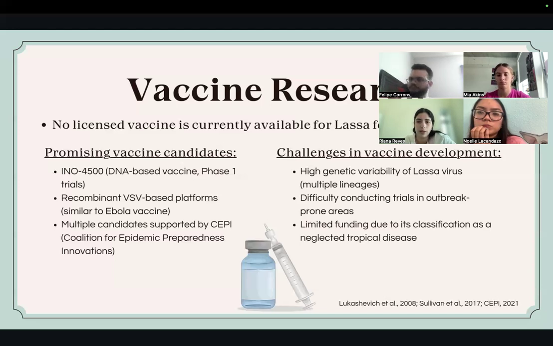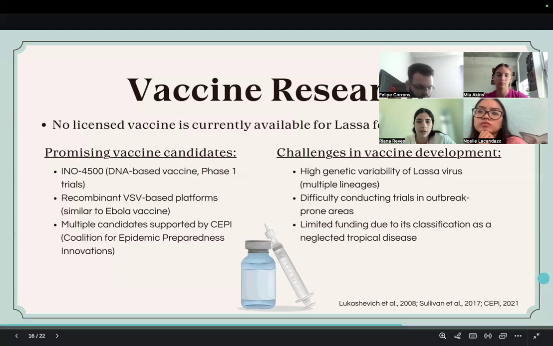Another challenge is the logistics of conducting the clinical trials, especially in regions where the outbreaks are unpredictable. The healthcare infrastructure tends to be limited in those areas. It's not always possible to enroll large numbers of participants to ensure consistent follow-up in rural areas.